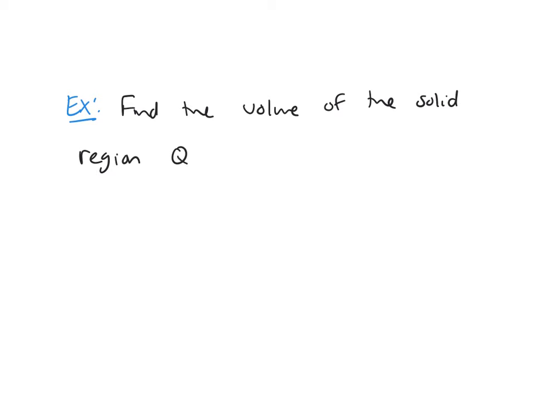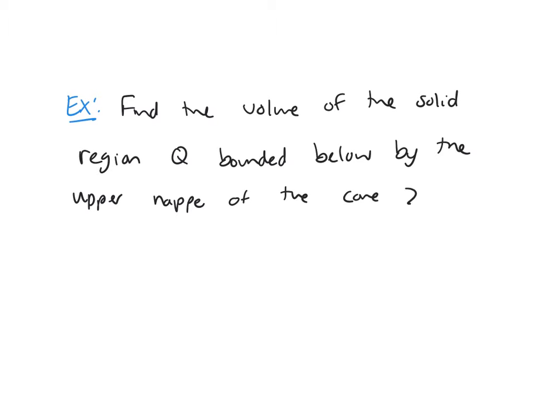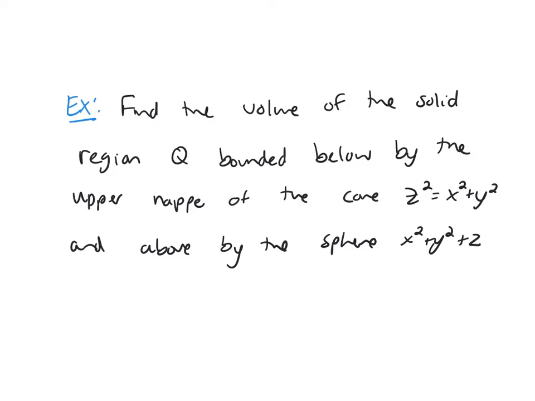So let's look at another example in spherical coordinates. Let's find the volume of the solid region Q bounded below by the upper nappe of the cone z squared equals x squared plus y squared, and above by the sphere x squared plus y squared plus z squared equals 9.